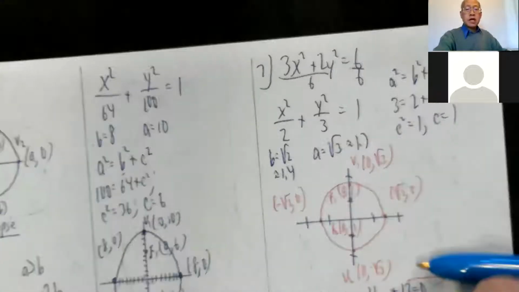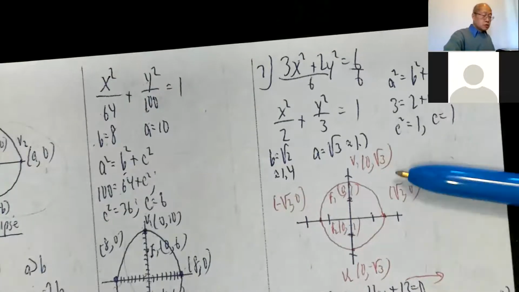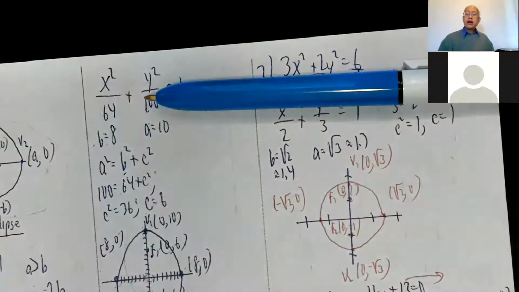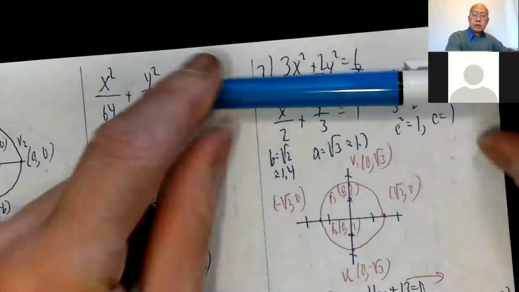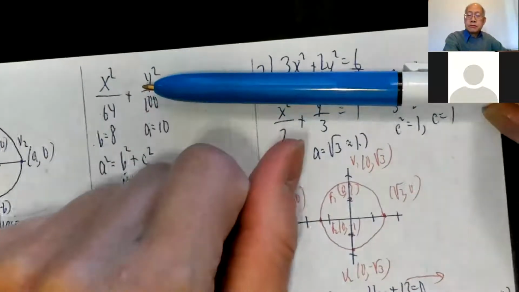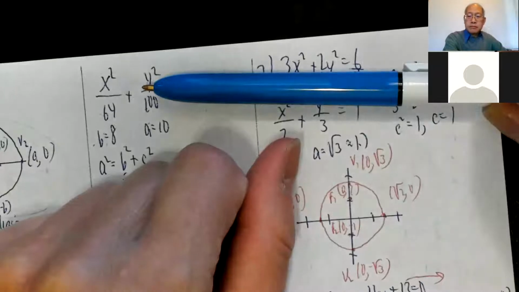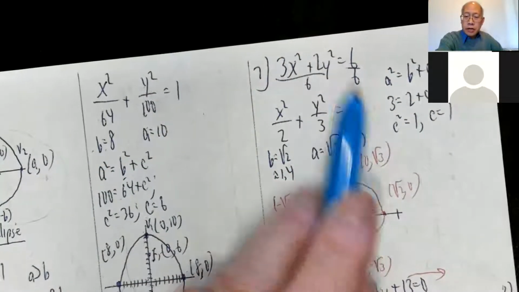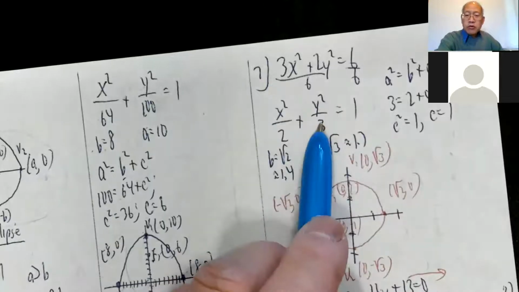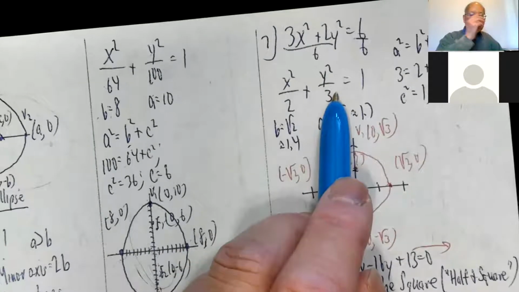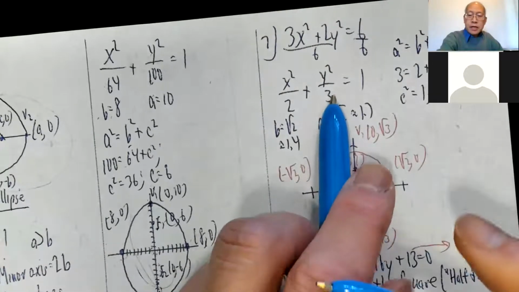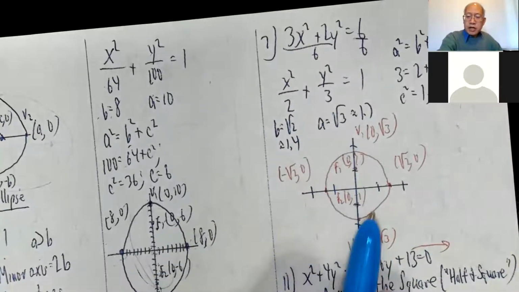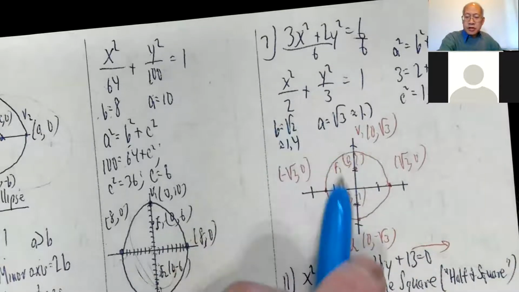Number 7 starts off like this. The right-hand side isn't supposed to be 6. It's supposed to be 1. Make it a 1. Divide by 6. There's a 1. That becomes x squared over 2, y squared over 3. This is bigger than this, so it's going to be bulging vertically, although in this case, they're pretty close. It's hard to tell.